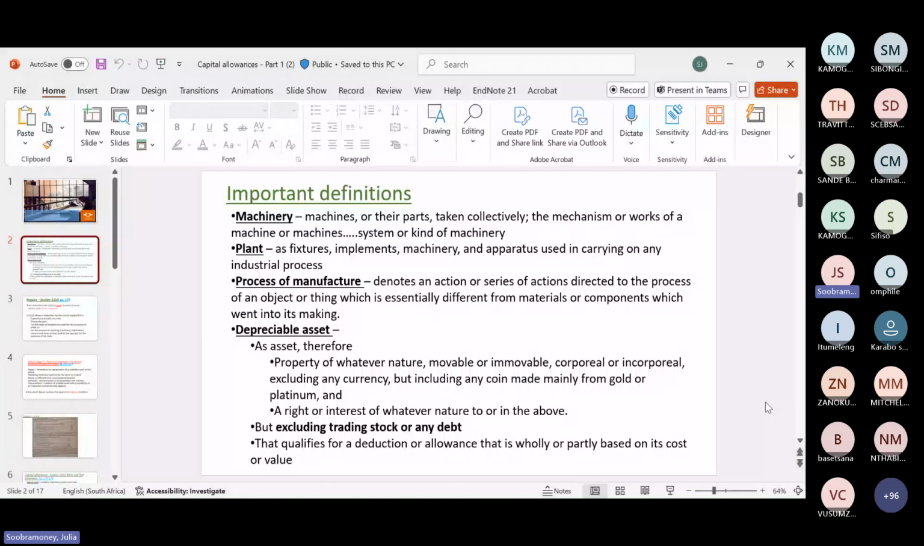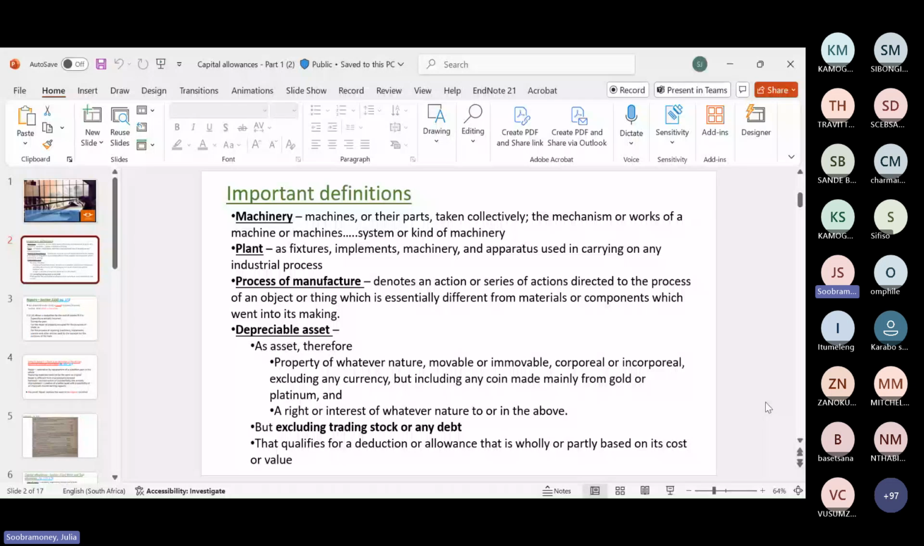All right, so before we start with the different sections, it is important that you understand these definitions. Now, I'm not going to tell you in a test, please give me the definition of a machine or a plant or a depreciable asset. I will never do that, but I'm sure at this point in time, you understand more or less what these definitions are. So just know them and understand them, but please, you don't have to learn them off by heart.